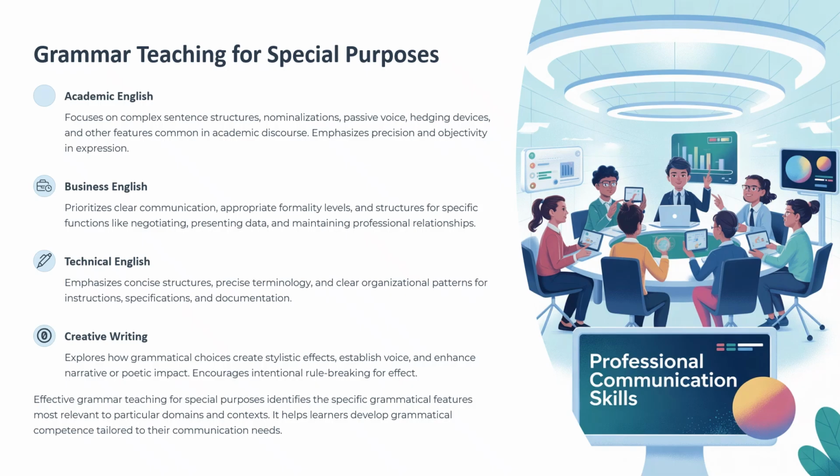Business English prioritizes clear communication, appropriate formality levels, and structures for specific functions like negotiating, presenting data, and maintaining professional relationships. Technical English emphasizes concise structures, precise terminology, and clear organizational patterns for instructions, specifications, and documentation.